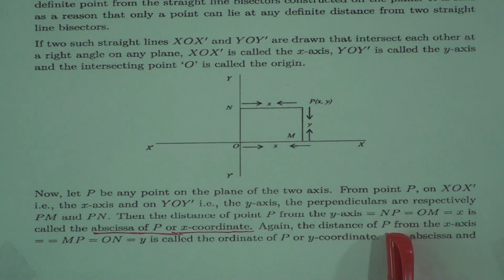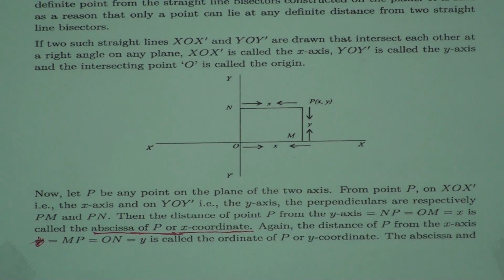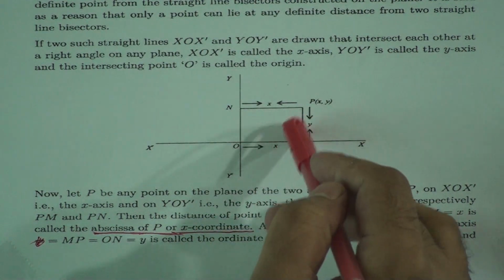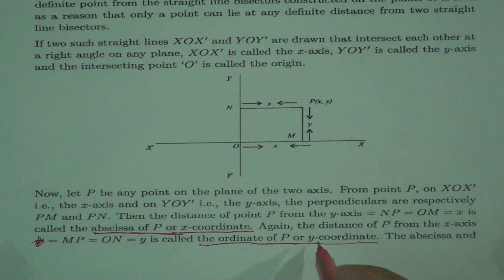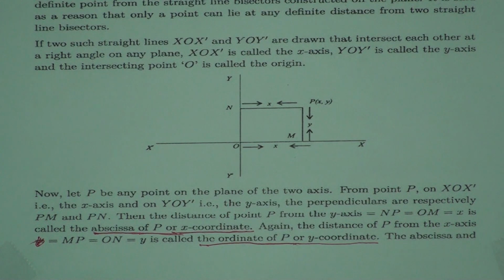Then again, the distance of point P from the x-axis is equal to PM or MP, equal to ON, equal to y, and this is called the ordinate, the ordinate of P or y-coordinate. So the distance of point P from the y-axis is the abscissa or x-coordinate, and the distance of P from the x-axis is known as the ordinate of P or y-coordinate.